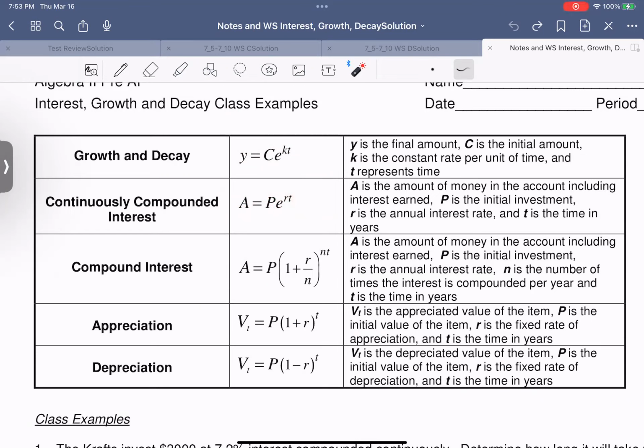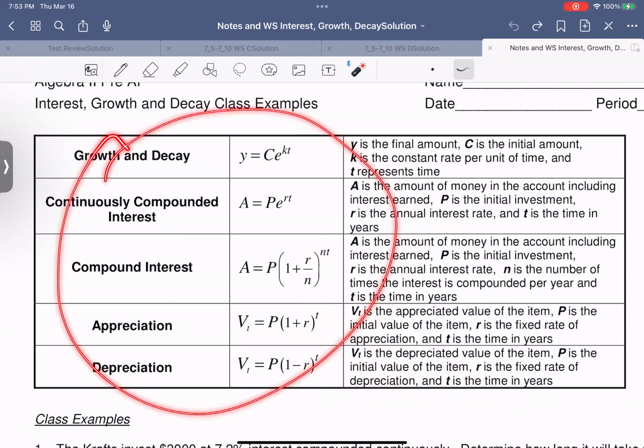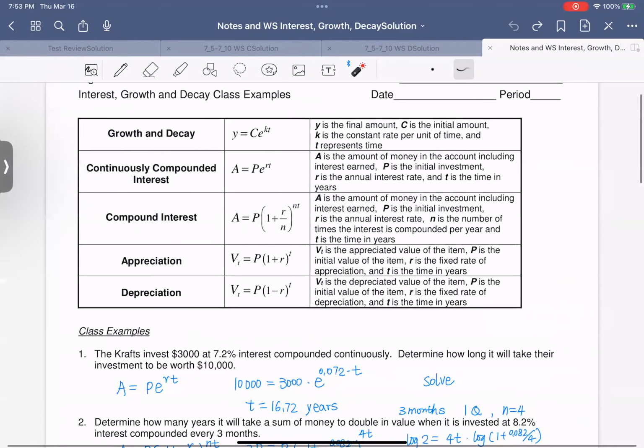Compound interest. If you have a yearly, annual interest rate, you just do 1 plus r to the power of n. But if it's interest monthly, you use the yearly rate divided by 12, and you do 12 times t. Appreciation, like your house price is increasing. Depreciation, like your car price, from the first day you buy it, the value is decreasing. That's a basic model. You might already have seen this in your Algebra 1.